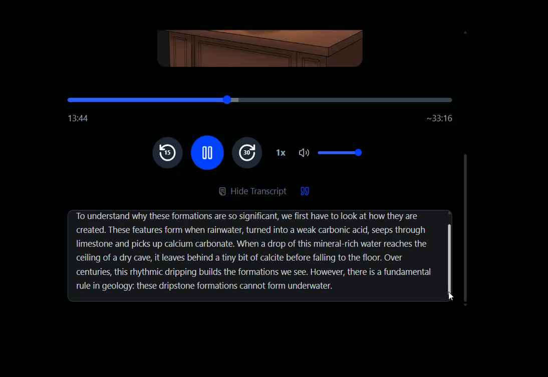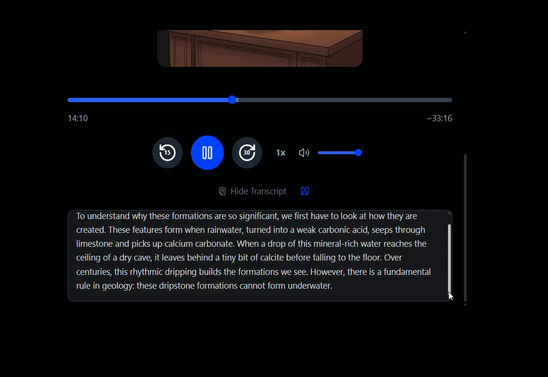To understand why these formations are so significant, we first have to look at how they are created. These features form when rainwater, turned into a weak carbonic acid, seeps through limestone and picks up calcium carbonate. When a drop of this mineral-rich water reaches the ceiling of a dry cave, it leaves behind a tiny bit of calcite before falling to the floor. Over centuries, this rhythmic dripping builds the formations we see.